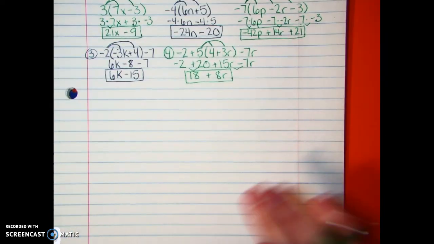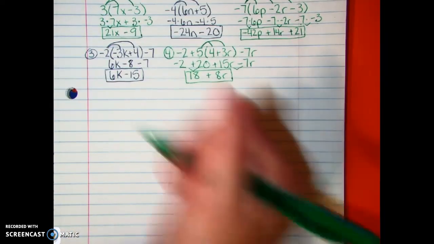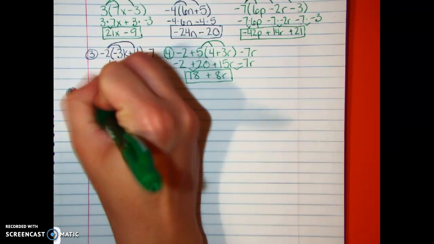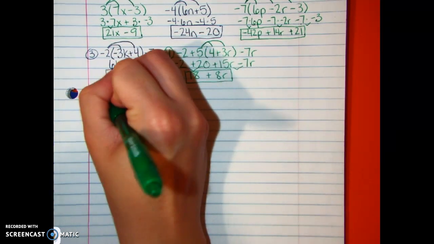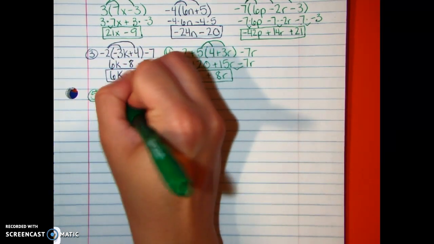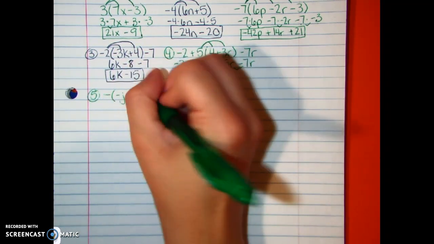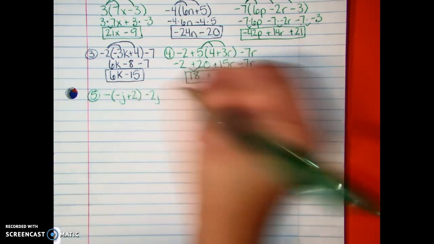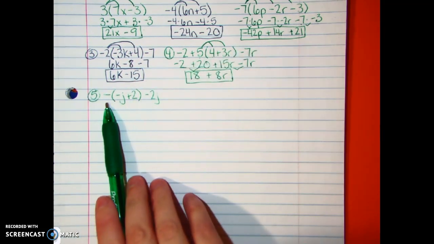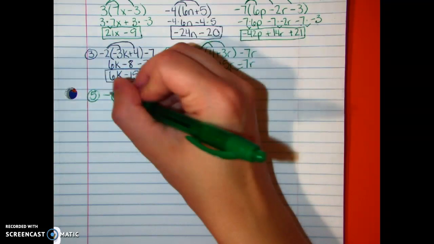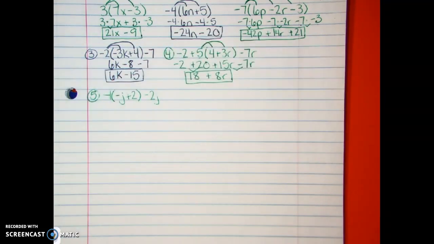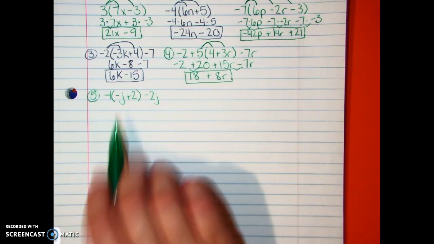Okay, let's look at another one here. This is negative j plus 2 minus 2j. Now here with the negative sign in front of it, that's basically a negative 1. If it helps, you can put a little 1 in front of it to remind you that that's a negative 1 that you're multiplying both of these terms by.